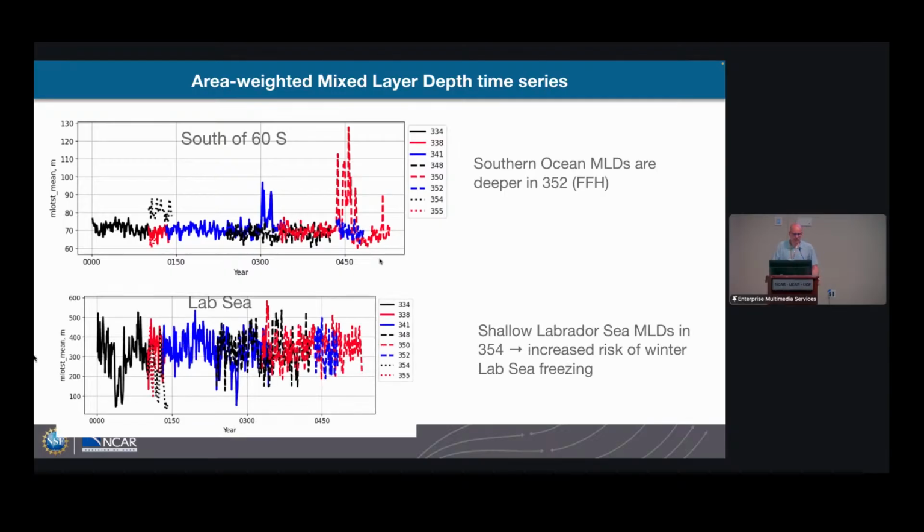Now, the same type of plot for the Lab C only, and I often use this as an indication of whether the Labrador Sea is going to freeze. The dotted black line is 354, and it's showing very shallow mixed layer depths, which is a sign of increased risk of Lab C freezing. I made this over the weekend, and I checked this morning, and indeed, that run is freezing over the Labrador Sea. So it's not ideal.